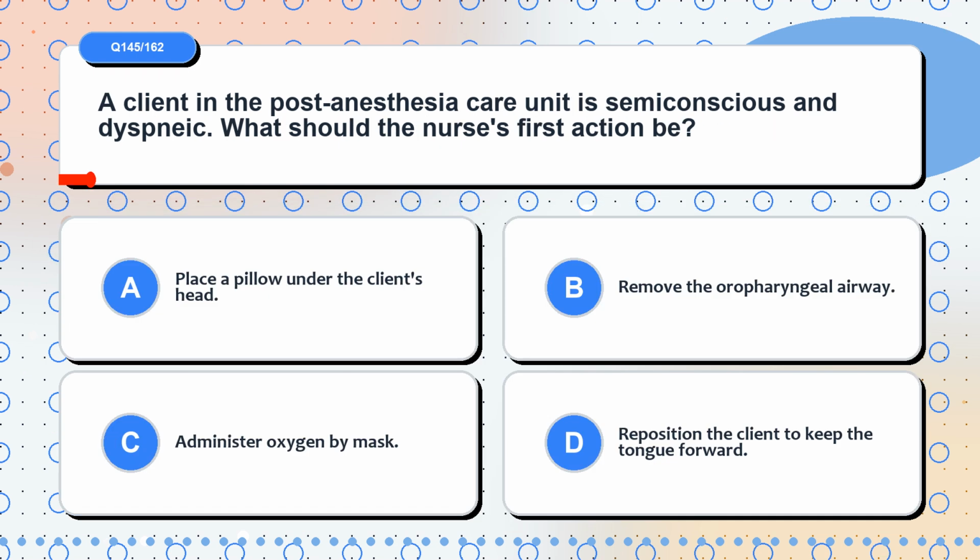Question 145. A client in a post-anesthesia care unit is semi-conscious and dyspneic. What should the nurse's first action be? Here are the options. Option A. Place a pillow under the client's head. Option B. Remove the oropharyngeal airway. Option C. Administer oxygen by mask. Option D. Reposition the client to keep the tongue forward.